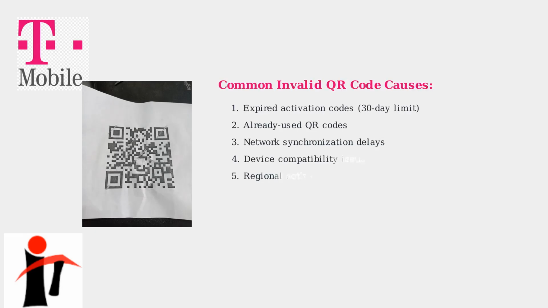Several factors can cause QR code validation failures. The most common issues include expired activation codes, which are typically valid for only 30 days, already used QR codes that haven't been properly deactivated, and network synchronization delays between T-Mobile systems.